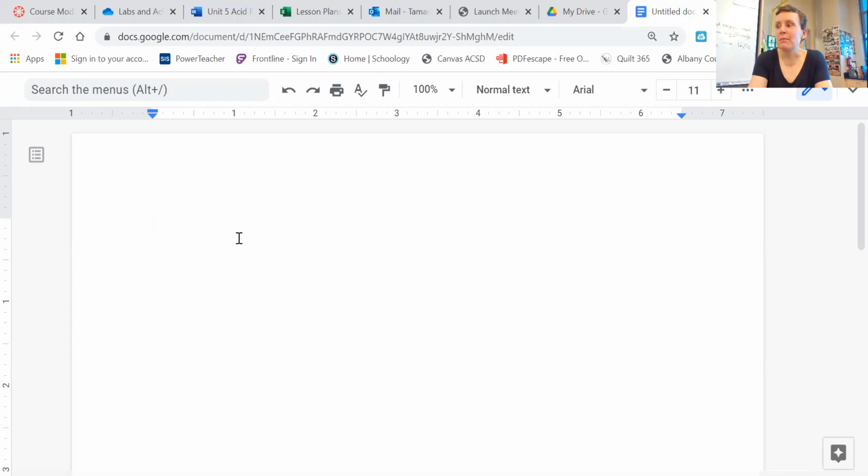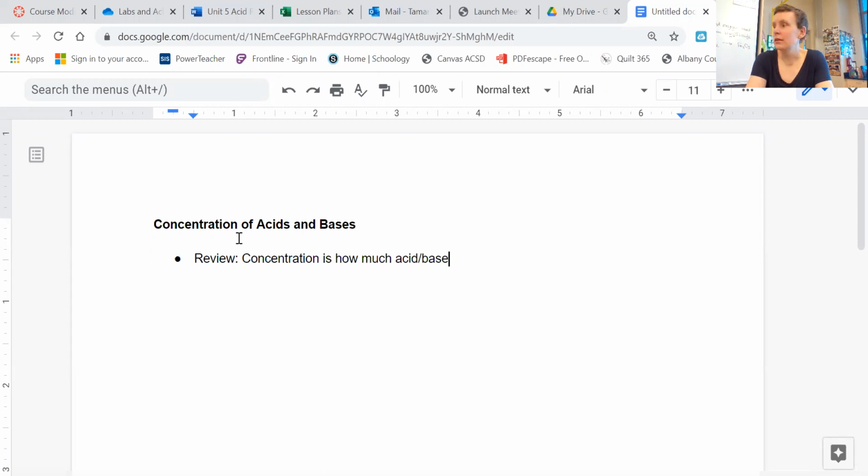Hey everybody, we're going to do some notes on concentration of acids and bases. So we learned what concentration meant in the previous section of notes, but let's just quickly review that. Concentration is how much acid or base or anything, you could talk about concentration of sugar water, but how much stuff is dissolved in water. We've talked about this before.